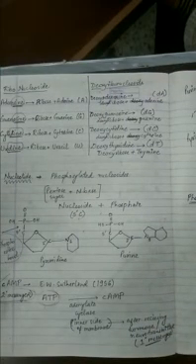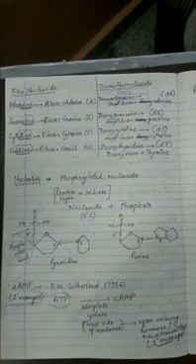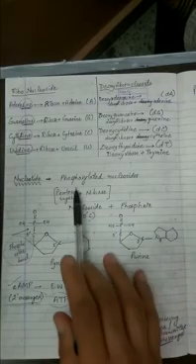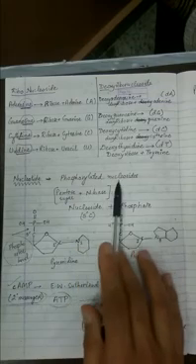Nucleoside has only one special bond and that is the N-glycosidic bond, and the nucleotide has both the N-glycosidic bond as well as the phosphoester bond, this bond. So what are nucleotides? We learned that they are phosphorylated nucleosides. So they are formed by attachment of the phosphoric acid group to the nucleoside.